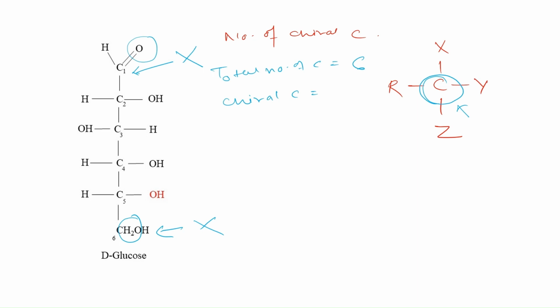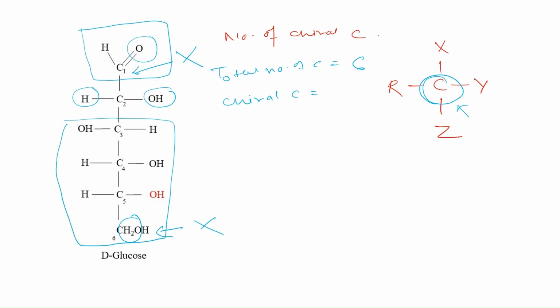How? Now consider C2. The second carbon is bonded with hydrogen, bonded with OH, bonded with CHO, and bonded with this whole group. So all four bonds are with different atoms or groups of atoms. Hence carbon number 2 is a chiral carbon.